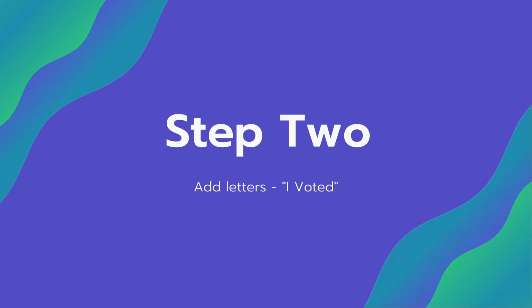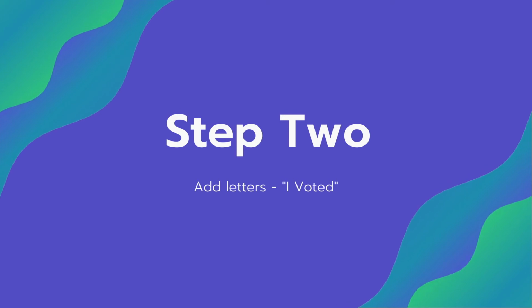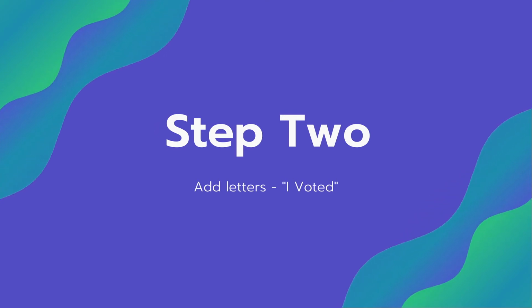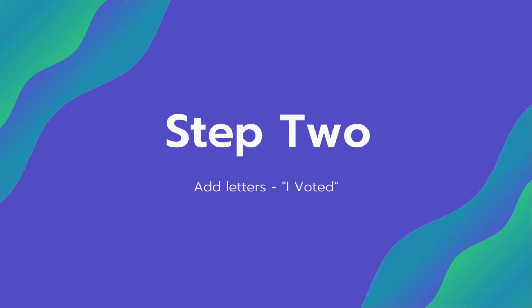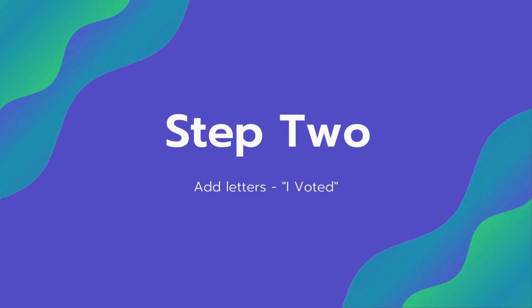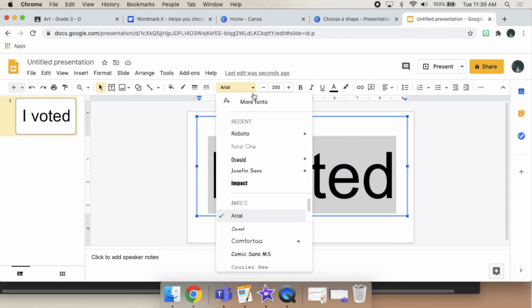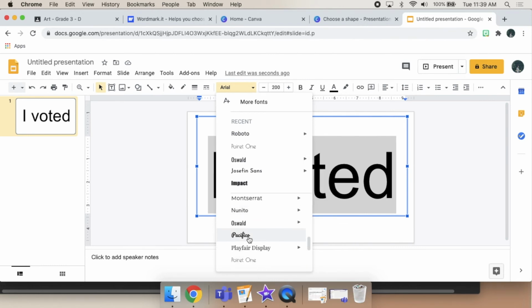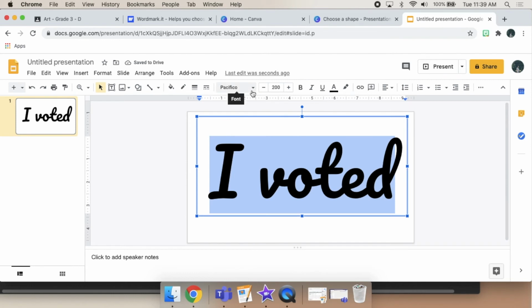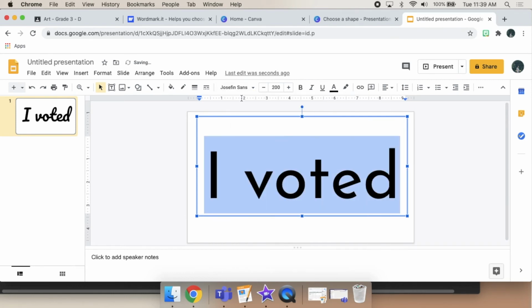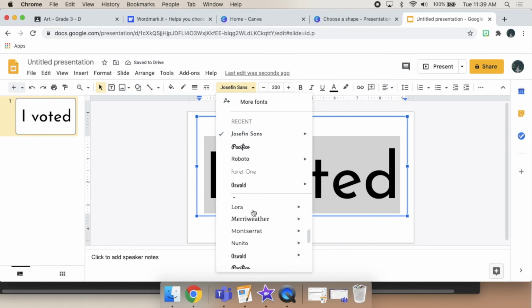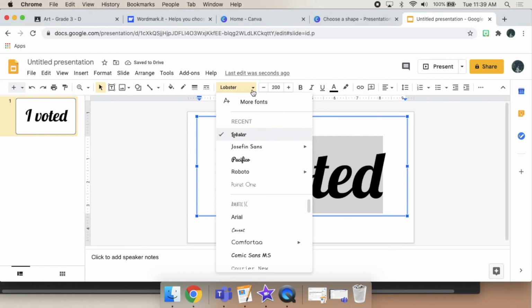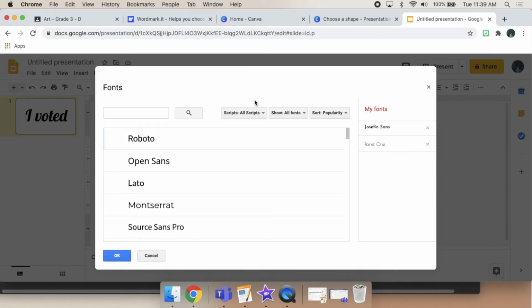All right, step 2, you need to add letters and add the words "I voted," or you can write them in a different language for this assignment. But if you're writing them in English, it is "I voted." So one thing I like to do when I'm looking at different text or fonts for a project is I like to go into Microsoft Word or Google Slides and type out my text and then change it to different fonts that are already on the computer. And this helps give me lots of different ideas for how I want my font to look. You can even hit more fonts there and scroll through and add more.